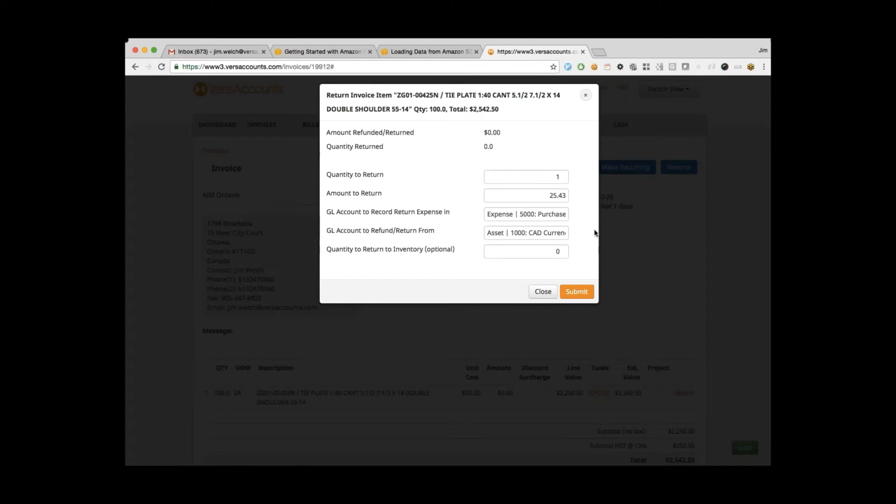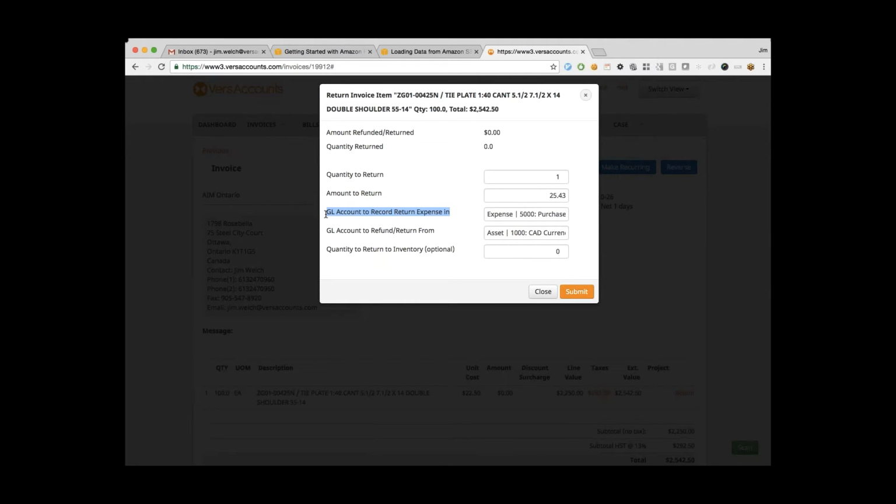The quantity that I want to return is just one, because you can choose your reason. They've ordered 100, and they're returning one. So the default amount that we're returning to them is going to be the price of the unit plus the tax, and that's completed here automatically. So 25.43, and the GL account to record the return expense in. This is the debited account.